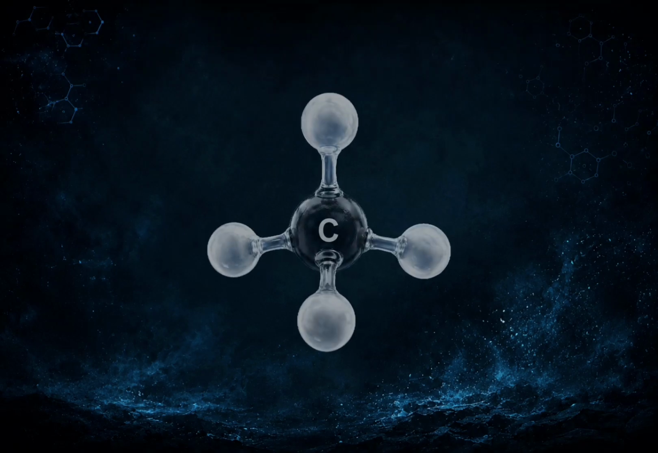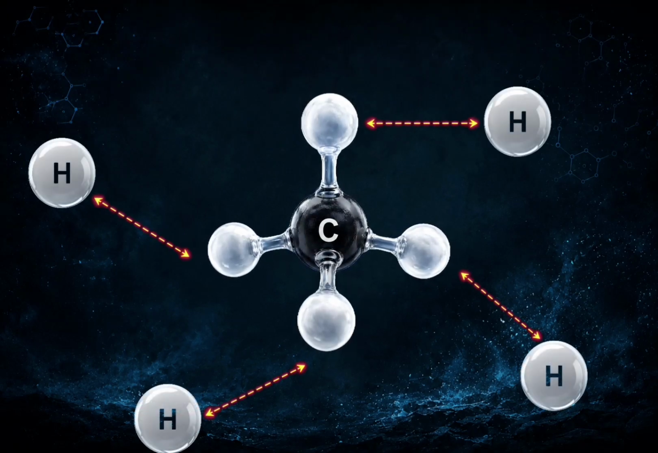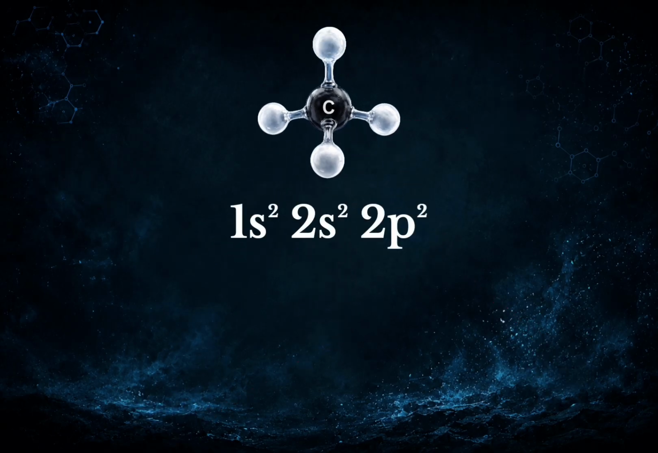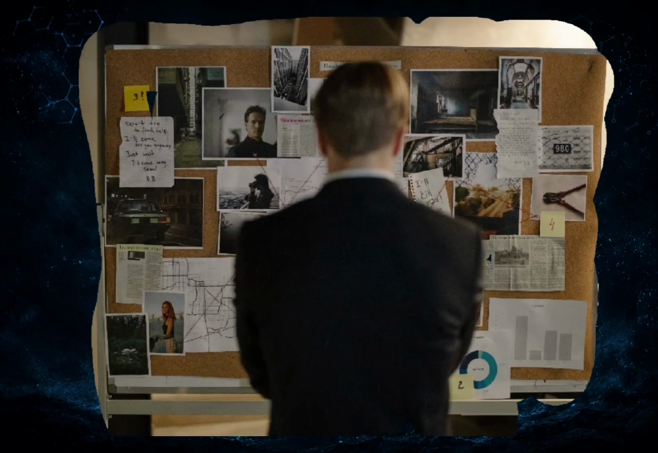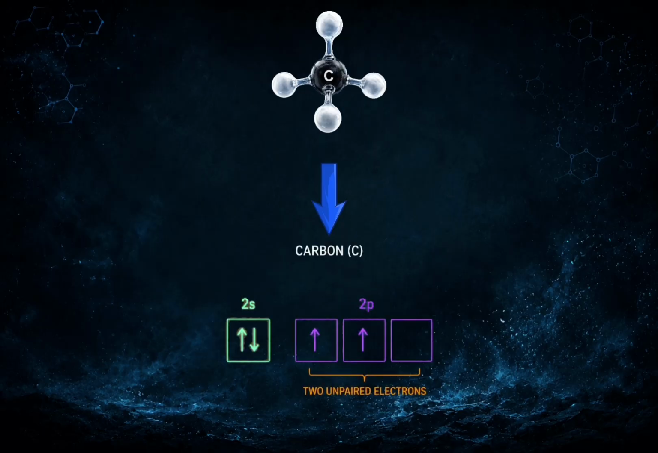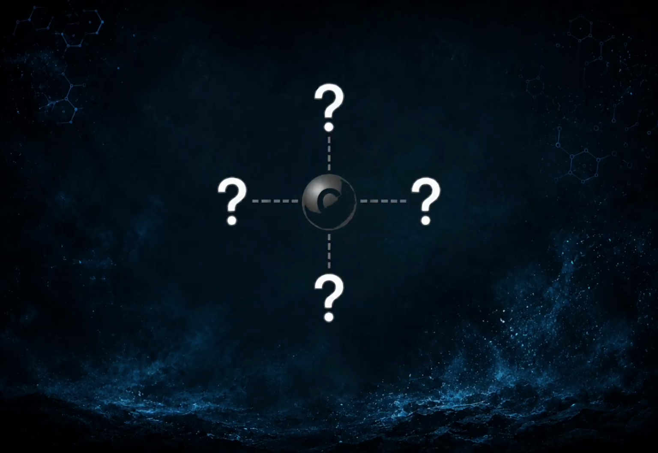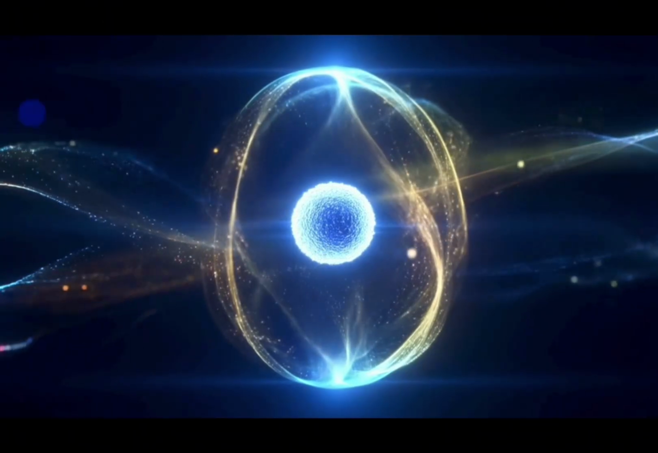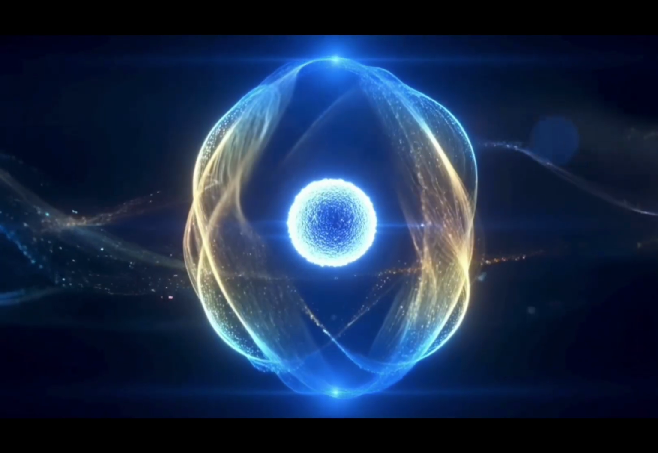Have you ever wondered why carbon can form four identical covalent bonds in molecules like methane? At first, it seems completely normal, but the moment you look at carbon's electron configuration, something doesn't add up. Based on everything we've learned so far, carbon appears to have only two unpaired electrons. So how can it possibly form four identical covalent bonds? Are we missing a piece of the puzzle? Or is there a hidden process happening inside the atom that completely changes the way chemical bonding works?